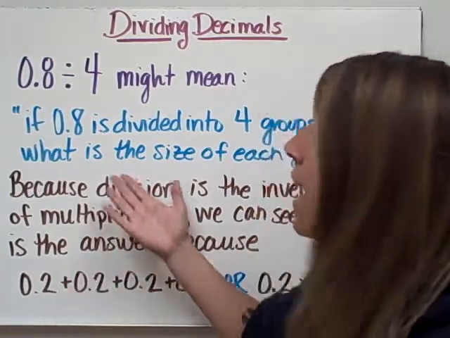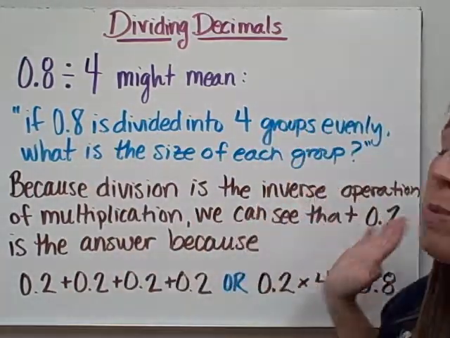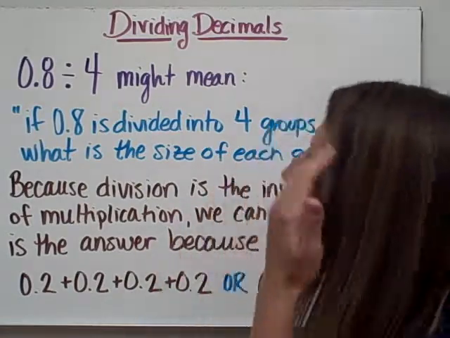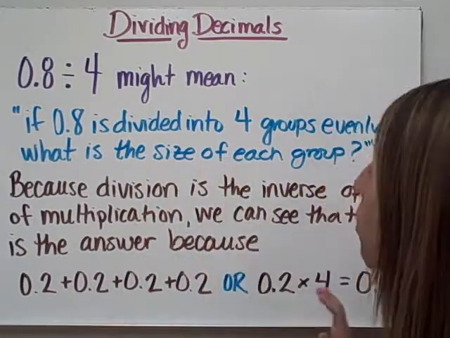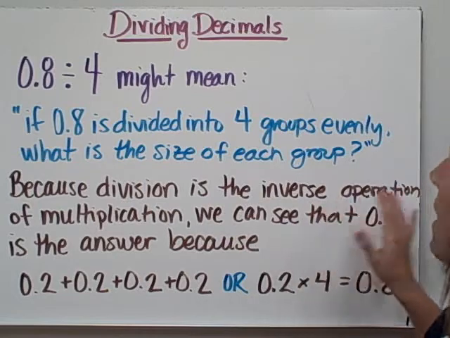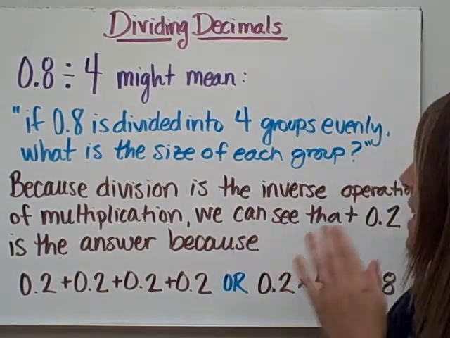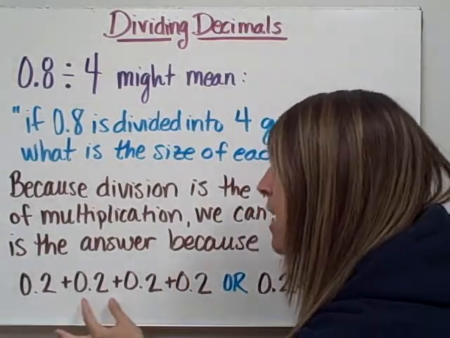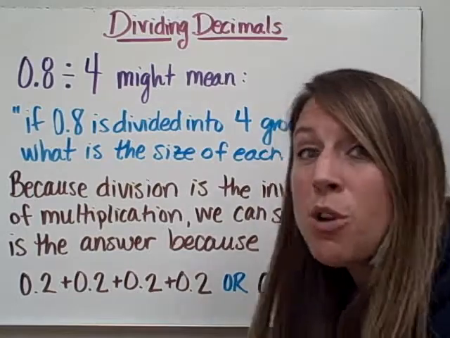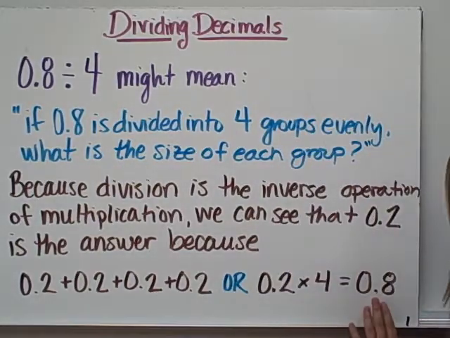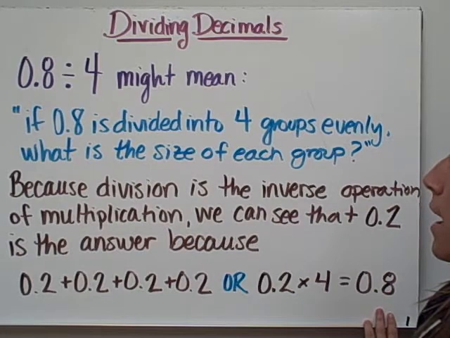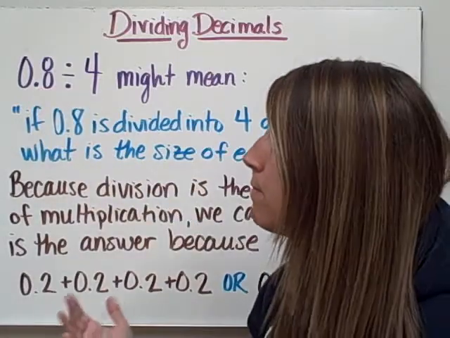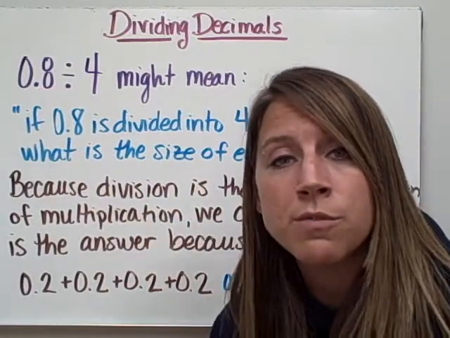You might have a story that goes like, if 8/10 is divided into 4 groups evenly, what is the size of each group? If you think about it that way, and you take 8/10 and divide it into 4 equal groups, because we know that division is the inverse operation of multiplication, it's easier to see that 2/10 is the answer. Because if you add 2/10 to 2/10 to 2/10 to 2/10, or if you multiply 2/10 times 4, you get 8/10. So you can tell that 2/10 is the solution. If you had divided 8/10 into 4 equal groups, each group would be the size of 2/10.